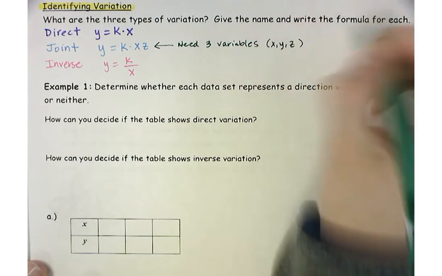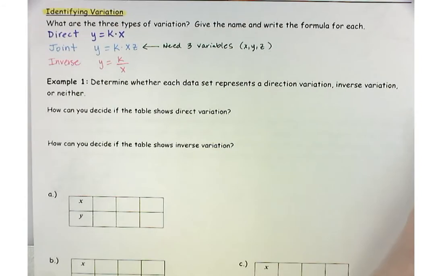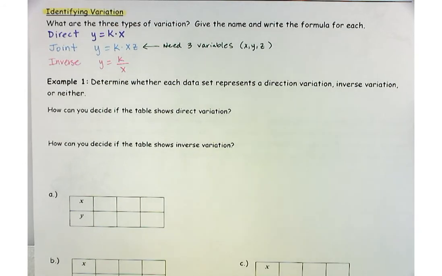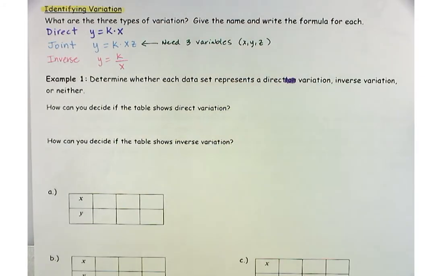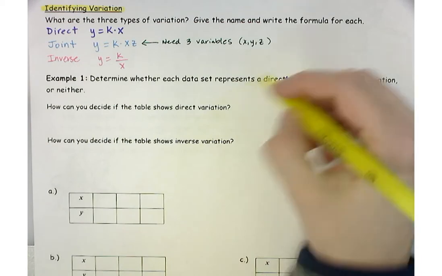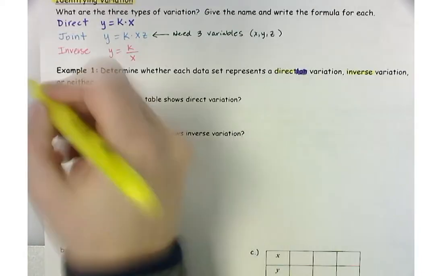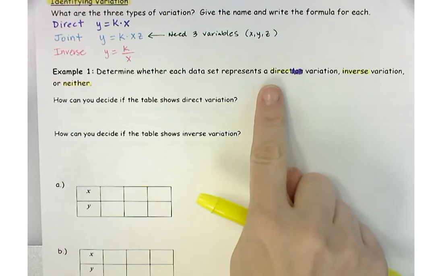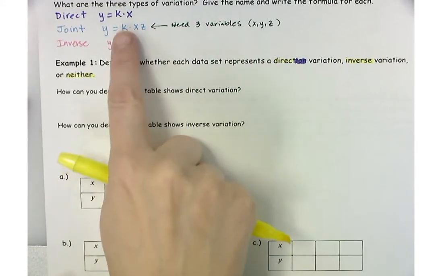So for our first example, it says determine whether each data set represents, and it should say direct, not direction. So whether it represents direct variation, inverse variation, or neither. All right, so it's either direct or inverse or none of those. Why, even just looking at these blank tables, would joint variation not be a possibility? Because there are only 2 variables. There are only 2 variables, right? Your x and your y.